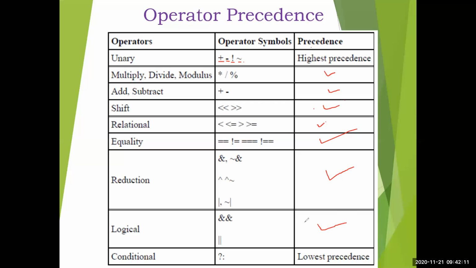If you have to predict the output of some statement, you need to know this precedence. Verilog compilers are designed in this manner: if you give an expression as a Verilog description in data flow modeling, it is evaluated in this order. That's why brackets are normally used if you have any ambiguity. The last one, the conditional, is a ternary operator with the lowest precedence, so it is evaluated at the end. This is the operator precedence table. You can pause and go through it in detail and note it down.